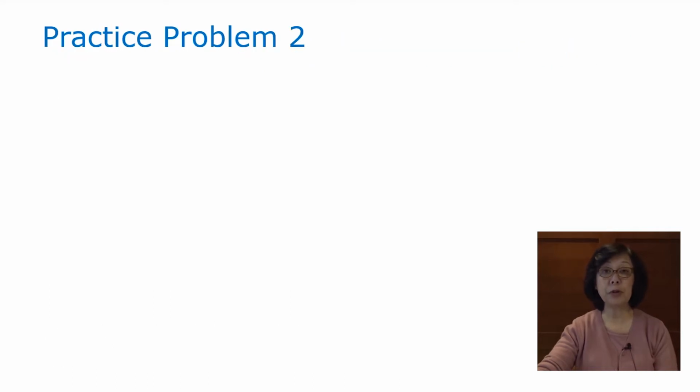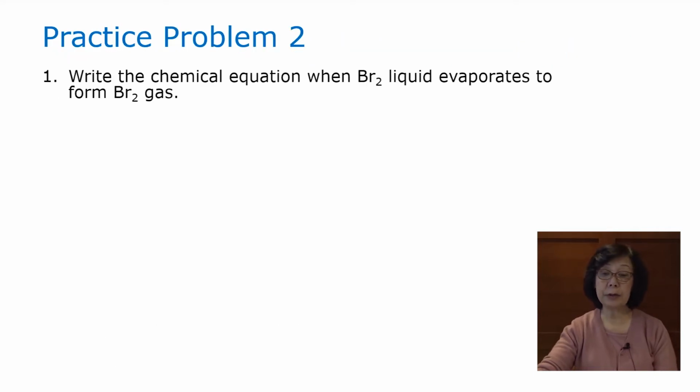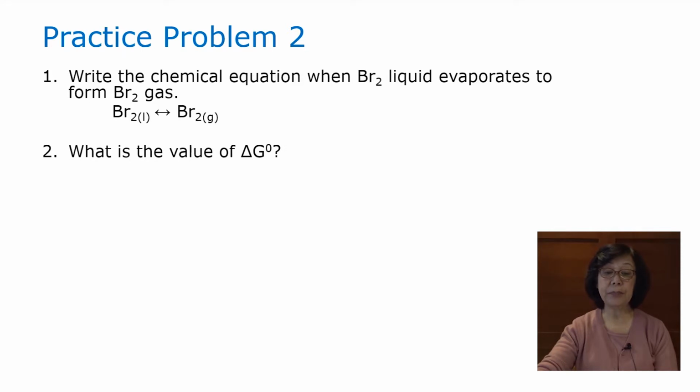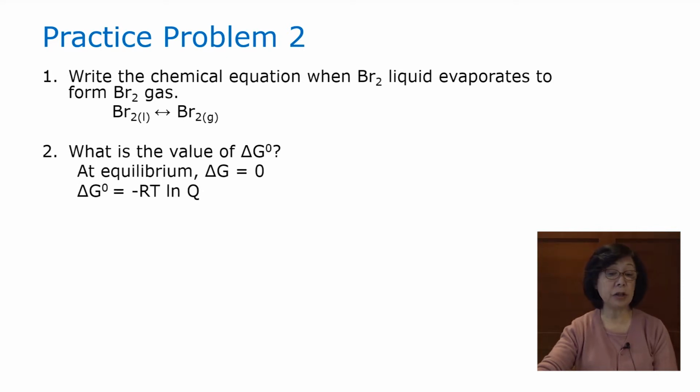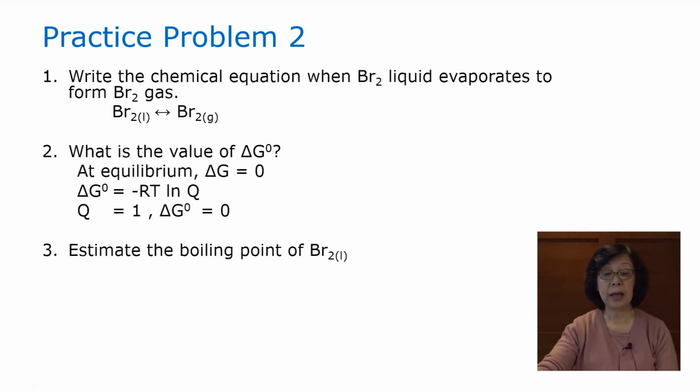Practice problem number 2. Write the chemical equation when bromine liquid evaporates to form bromine gas. So here's the equation. What's the value of ΔG0? So we go to the book. At equilibrium, ΔG is equal to 0. So ΔG0 is minus RT natural log of Q, where the quotient is 1, so ΔG0 is 0. Estimate the boiling point of bromine liquid.